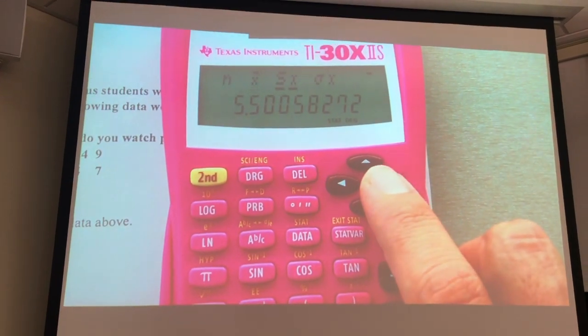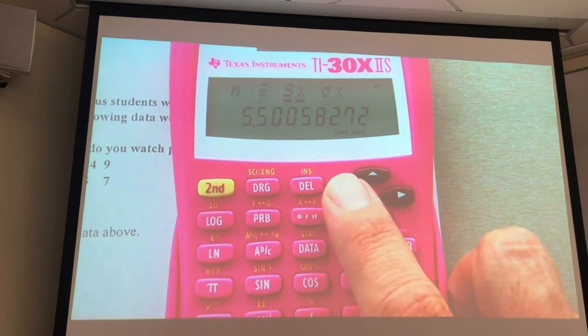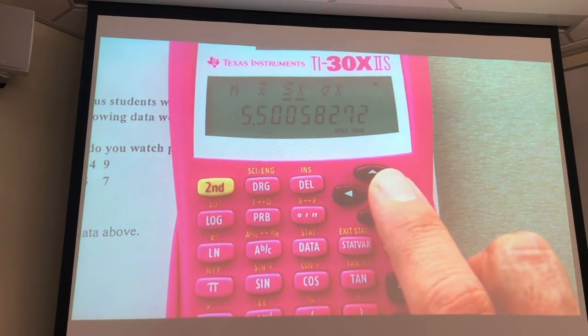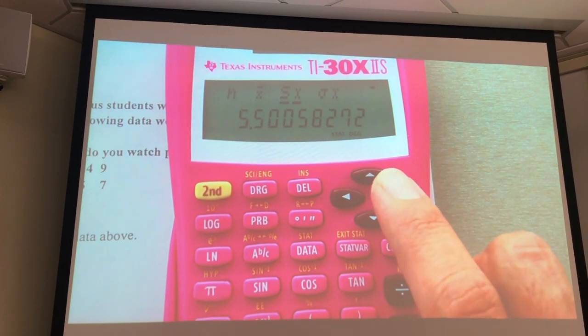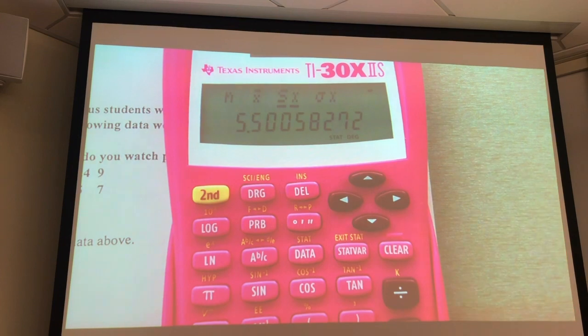Does that make sense? Okay. If you want to find your variance, you need to take your standard deviation and you need to square it. So 5.5 squared. Okay, so that's how you use that one.